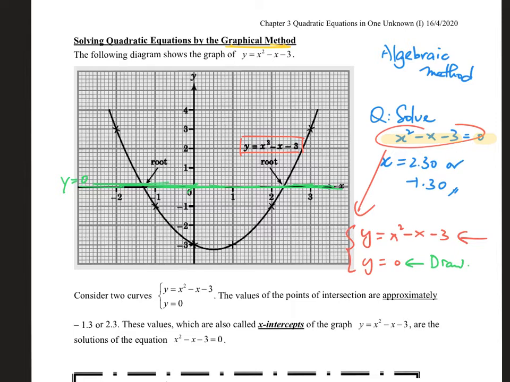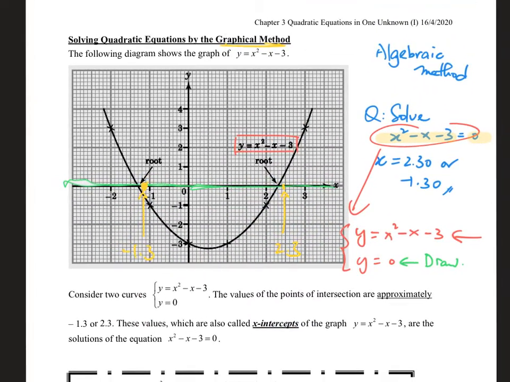Maybe it's not very clear, so I change to another color, let's say yellow. There are 1 point, 2 points. For these two dots, the value of x tells you the answer: this one is minus 1.3, and this one is 2.3. So you can present the answer in this way. I find a space to write: draw y equals 0, and then x equals minus 1.3 or 2.3.